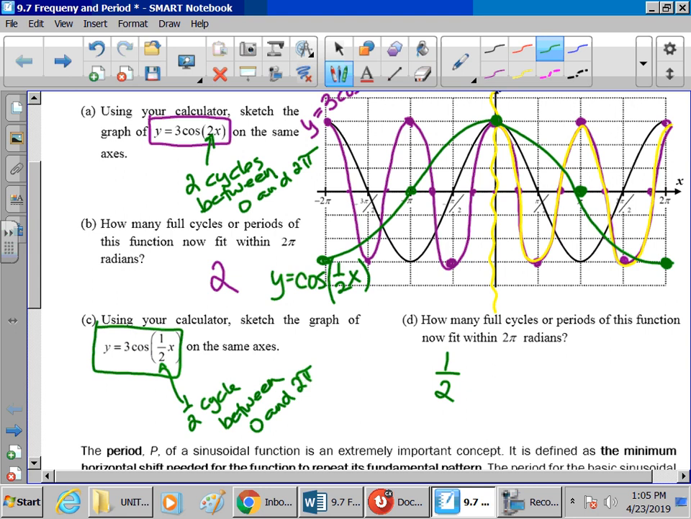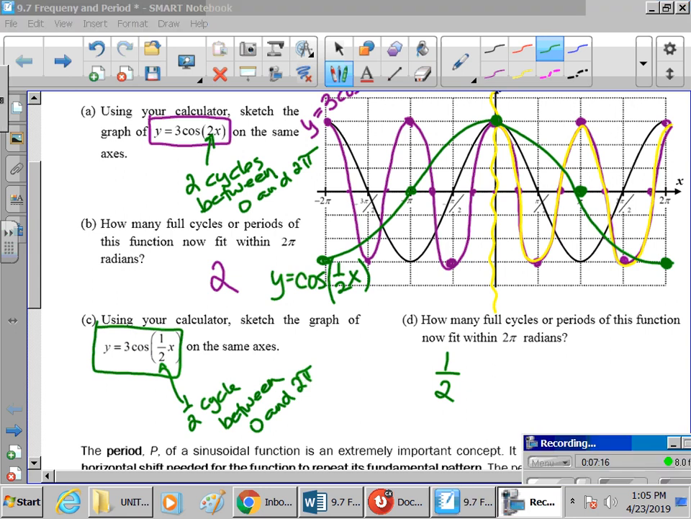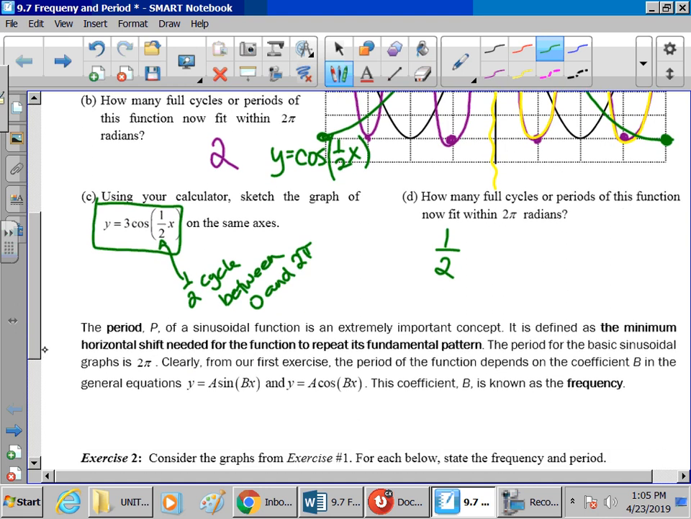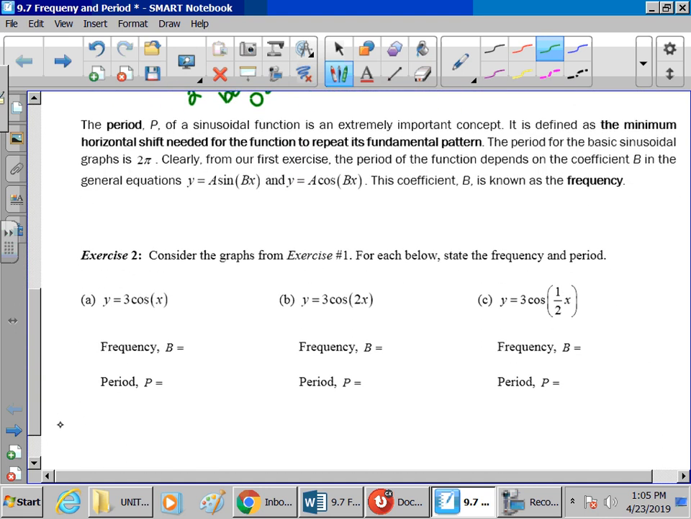I just want to make sure that I'm still recording, and I am, which is a good thing. All right, so the period p of a sinusoidal function is an extremely important concept. It is defined as the minimum horizontal shift needed for the function to repeat its fundamental pattern. All right, so the period for the basic sinusoidal graphs is 2 pi. Clearly, from our first exercise, the period of the function depends on the coefficient b in the general equation.